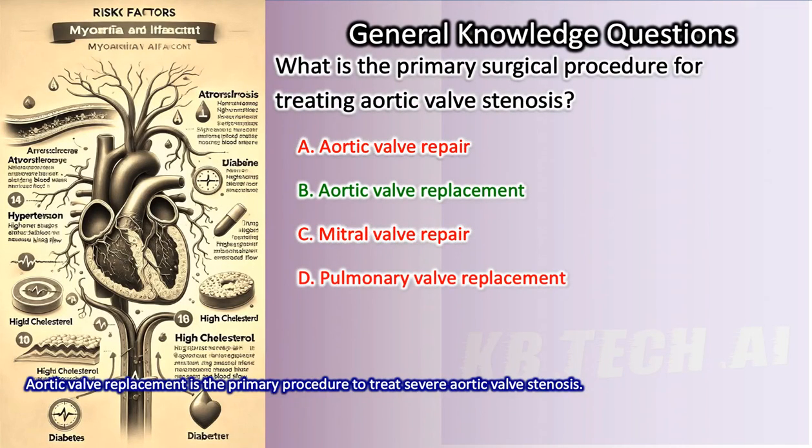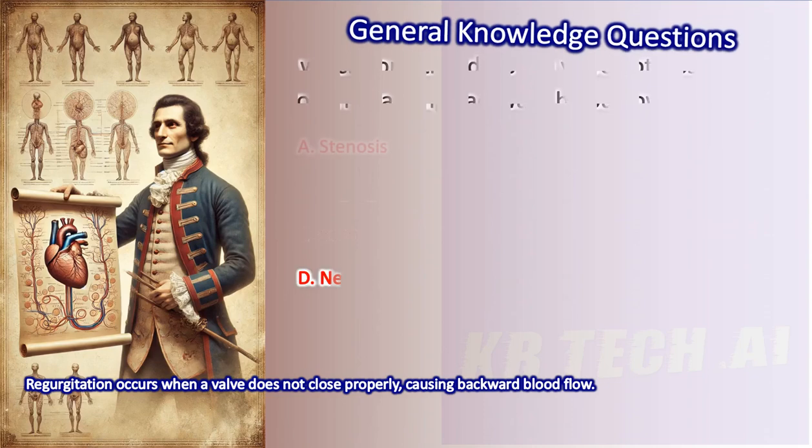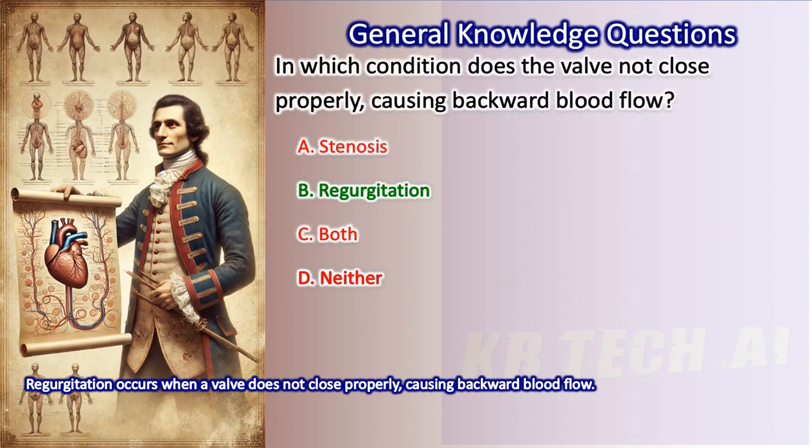Aortic valve replacement. In which condition does the valve not close properly, causing backward blood flow? Option 1. Stenosis. Option 2. Regurgitation. Option 3. Both. Option 4. Neither. The answer is option 2.